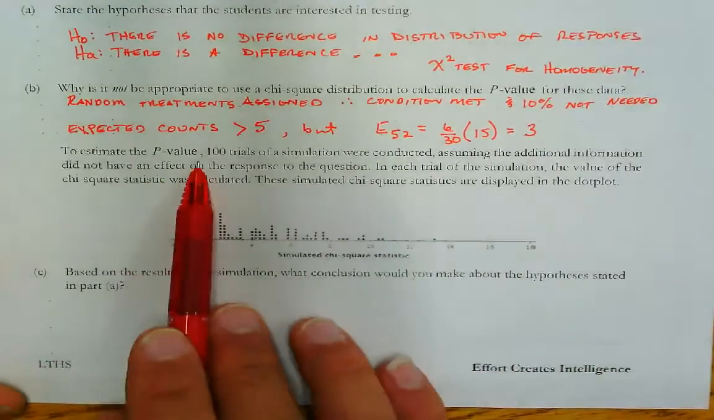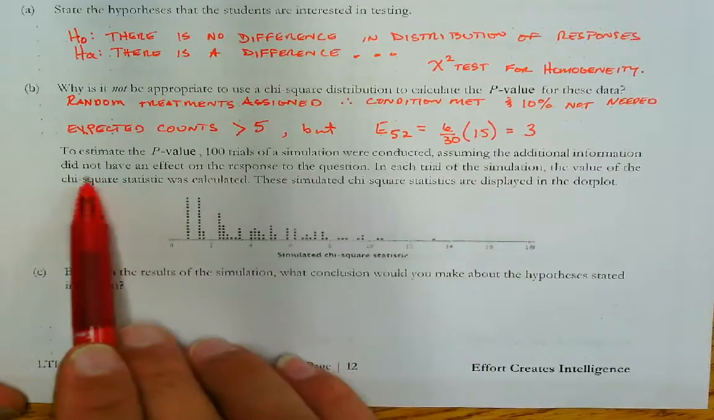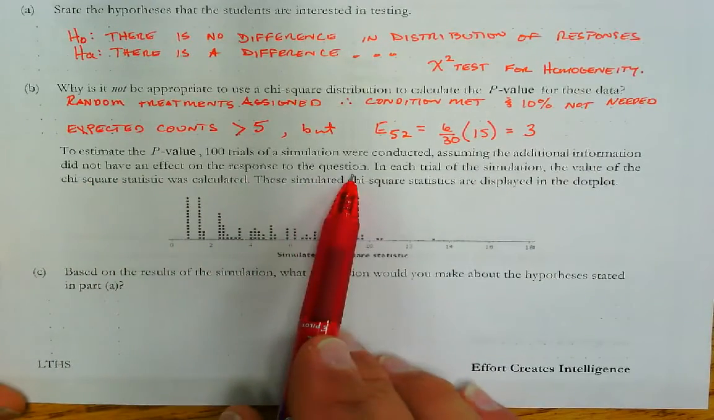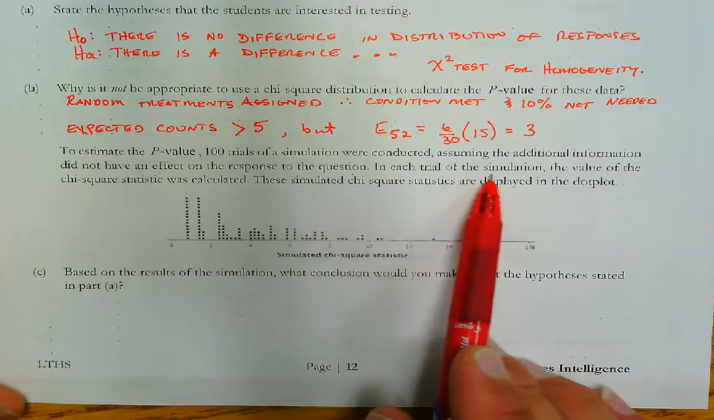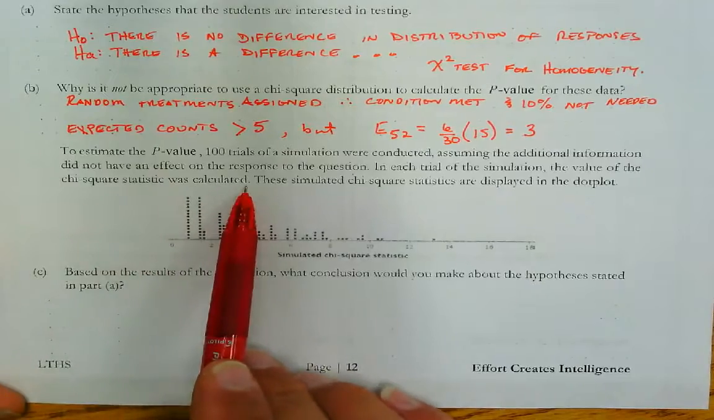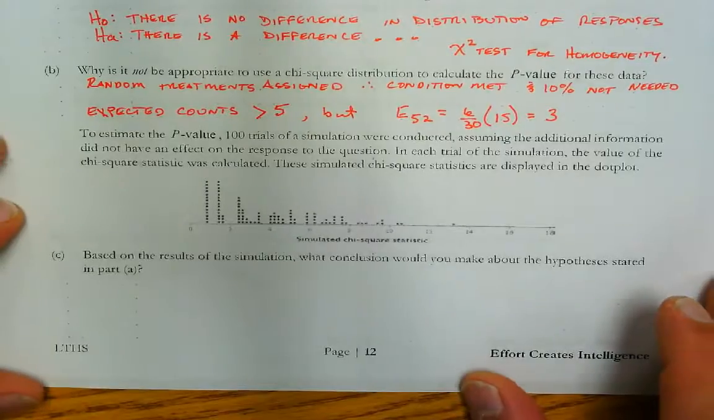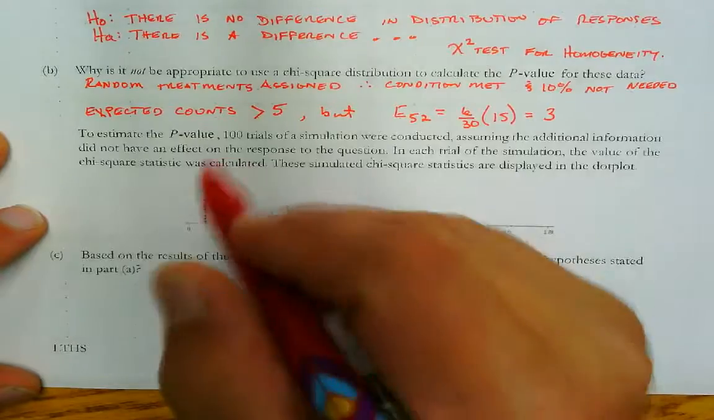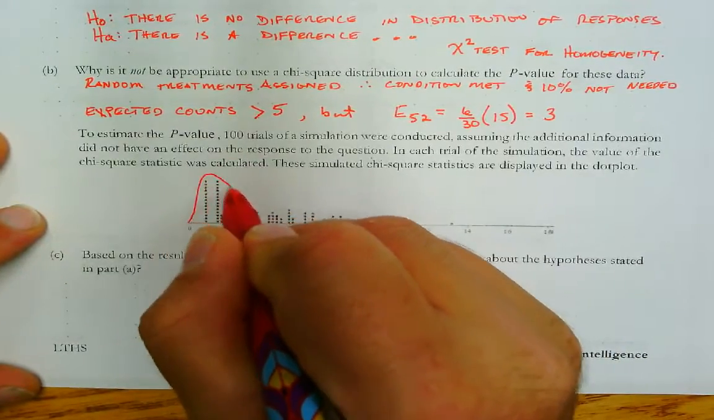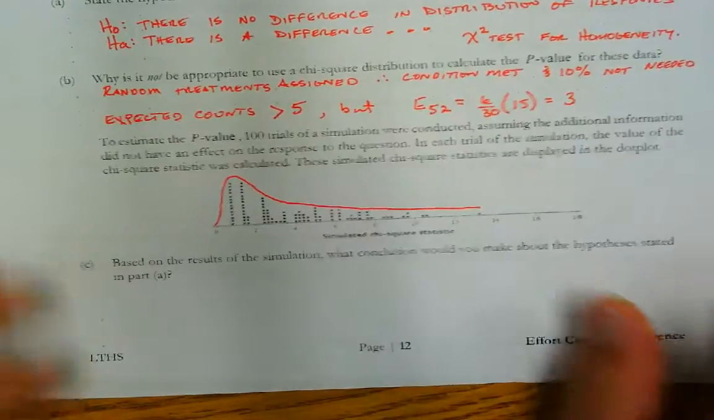So what do we do instead? Well, to estimate that p-value, 100 trials of a simulation were conducted, assuming the additional information did not have an effect on the response to the question. That's our null. Assuming the null, in each trial of the simulation, the value of the chi-square statistic was calculated. These simulated chi-square statistics are displayed in the dot plot. We can see that general chi-square right-skewed shape that we have there.